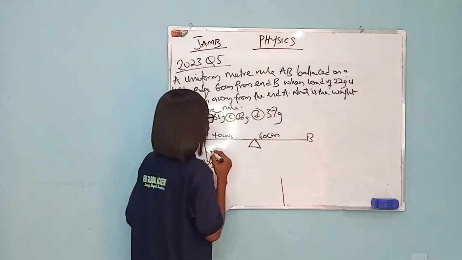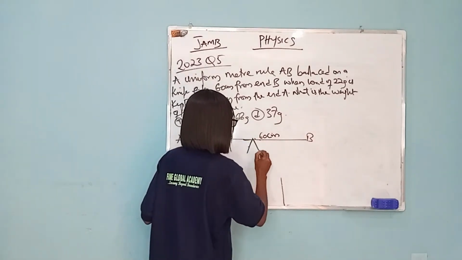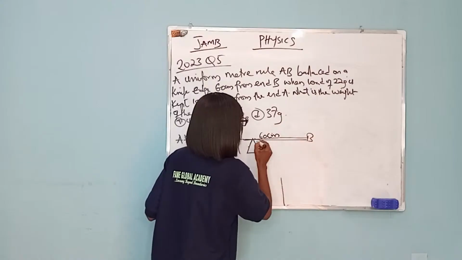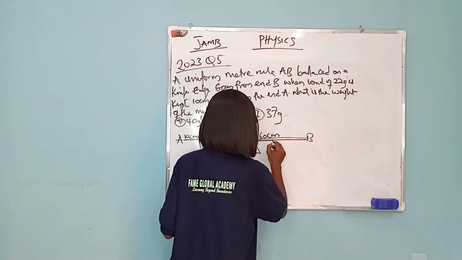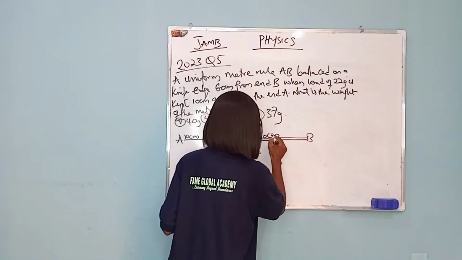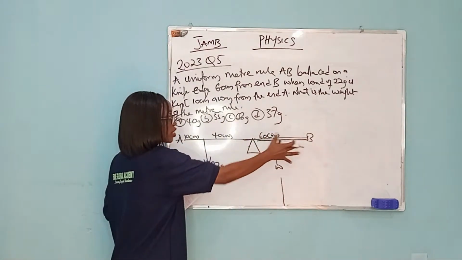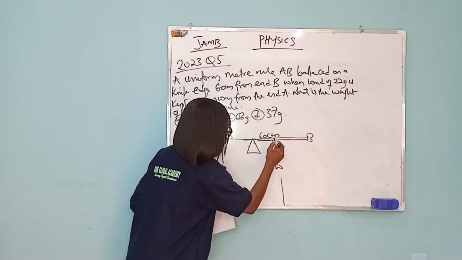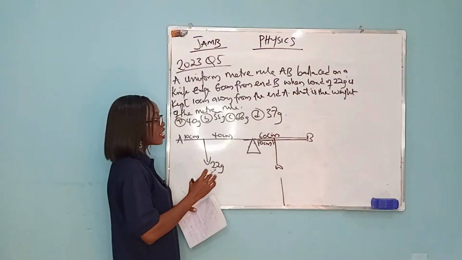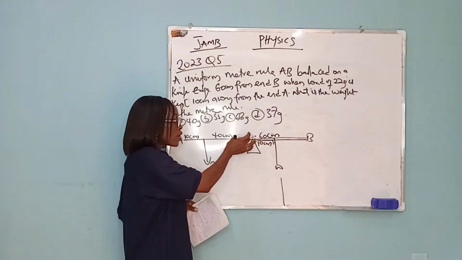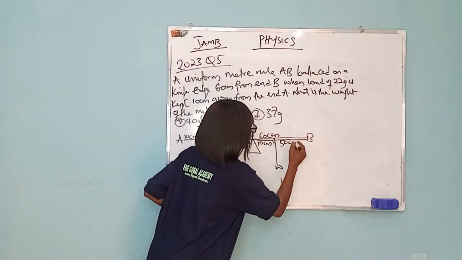Okay, now let's continue. From here to the ending is 60 centimeter. I'm asked to find the weight, W, of the meter rule. The weight of the meter rule acts at the center, 10 cm from the knife edge. If here to here is 10 cm, and from here to here is 60, what will this be? 50. So here to here will be 50 centimeters.